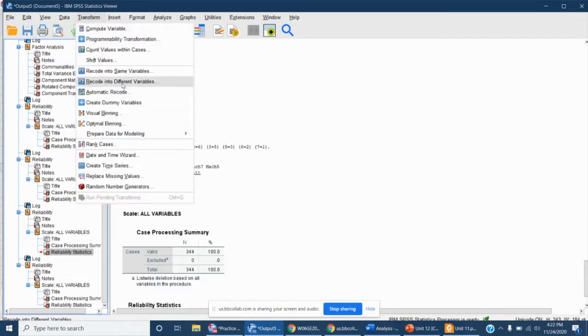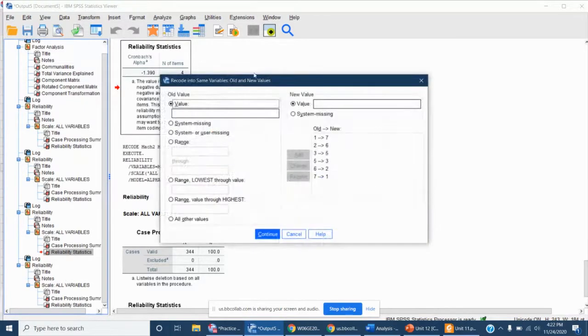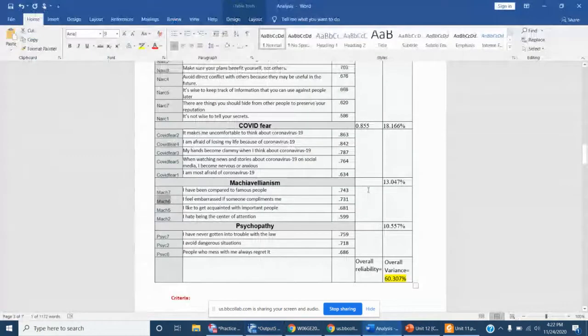I just chose this option, recode into same variables, changed their values, continued. Then I just clicked OK, ran this analysis again, and I now have very good values. The value is 0.699. So this shows that this factor is reliable as well.